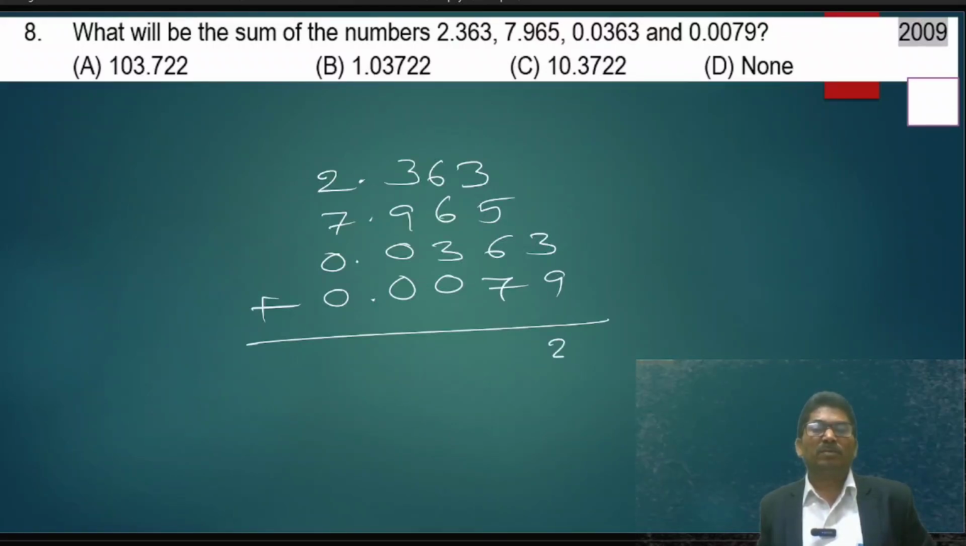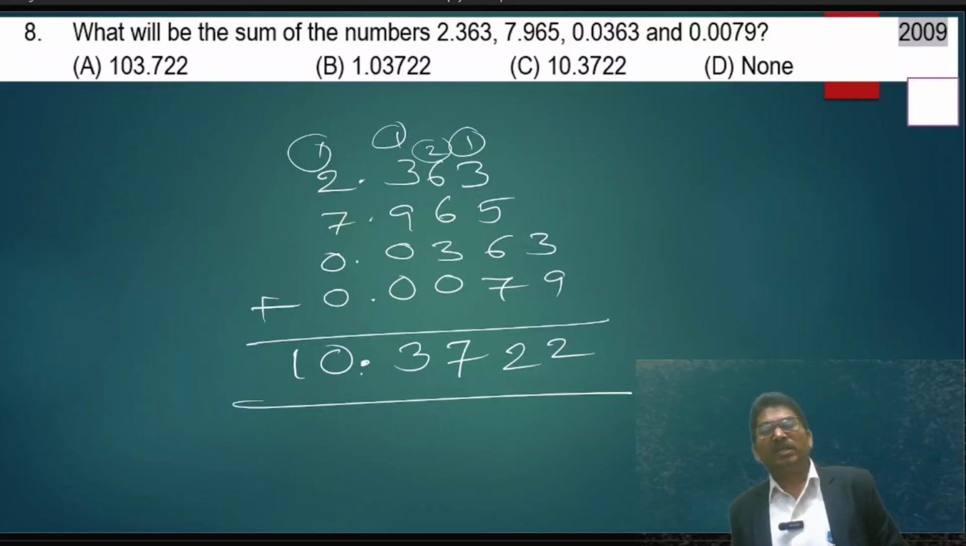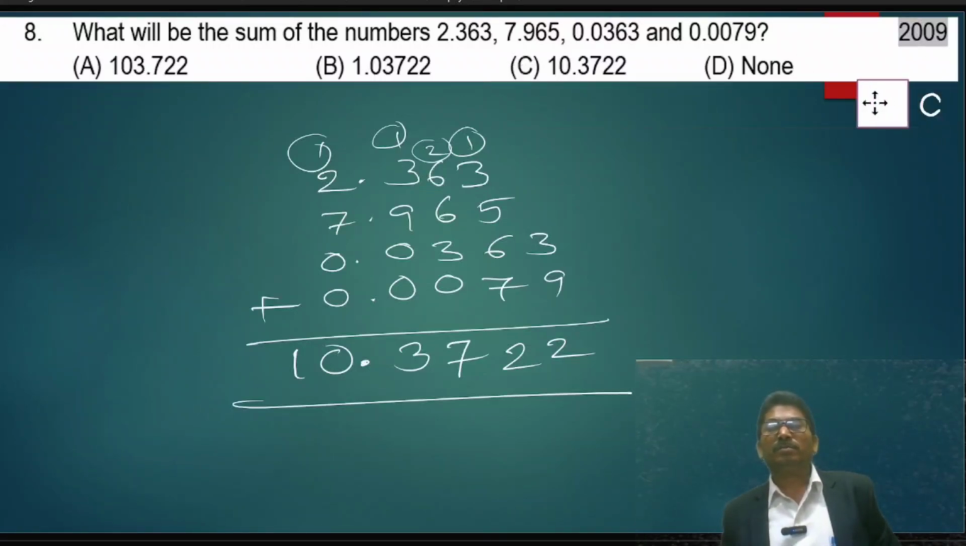9 3 12, 1 carry, 4 9 15 22, 2 carry, 2 6 8 14 17, 1 carry, 4 13, 1 carry, 3 10. So what is the answer? 10.3722. C is the correct option.